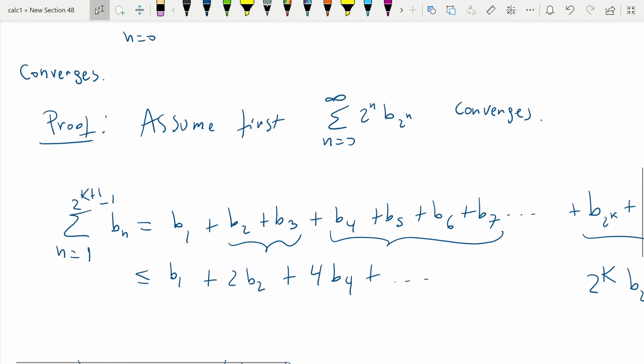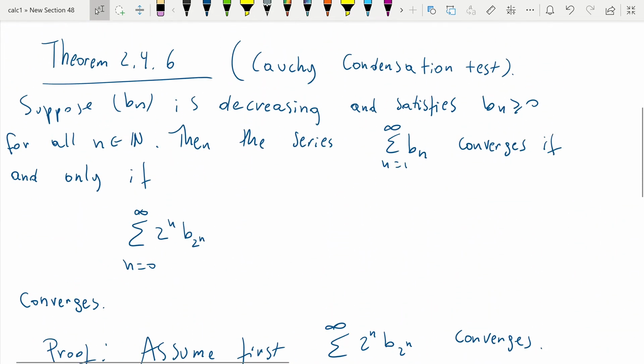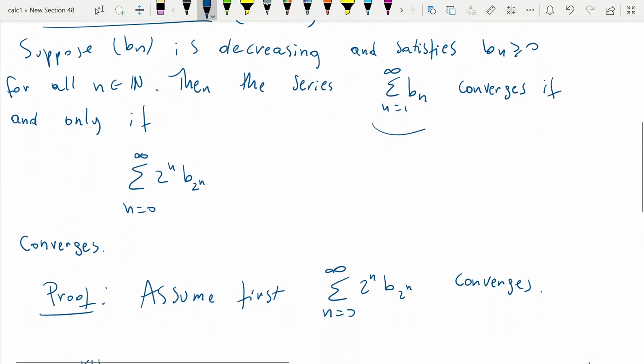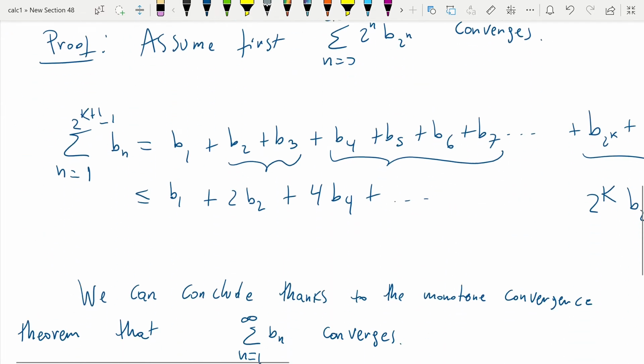Okay, so we did one implication. We started from this series, we assumed that it converged, and we proved that this other one converged as well. What about the other implication? Assuming this converges, how do we show that this converges as well? The idea is kind of similar.